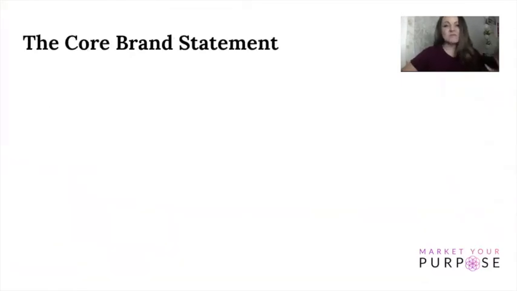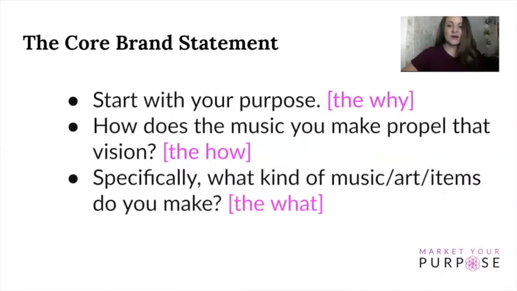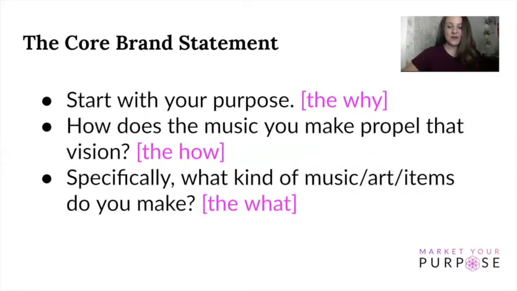There are three main elements to a brand. And the first one is the core brand statement. We're going to think about all three elements of the core brand statement. The first thing you want to do is start with your purpose. Start with your why. A lot of us have heard of Simon Sinek and his golden circle, and I subscribe to this thinking as well. We start with why, and then that informs everything else that we do.